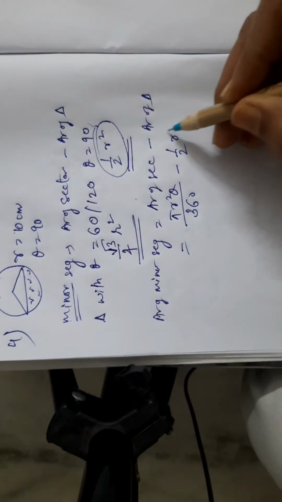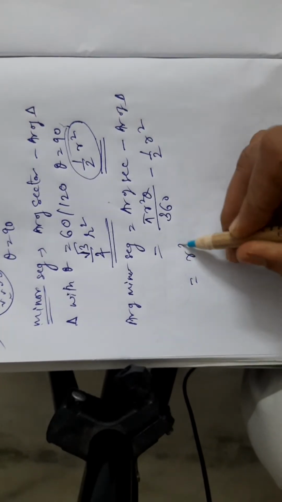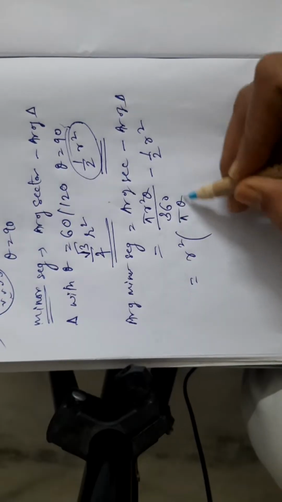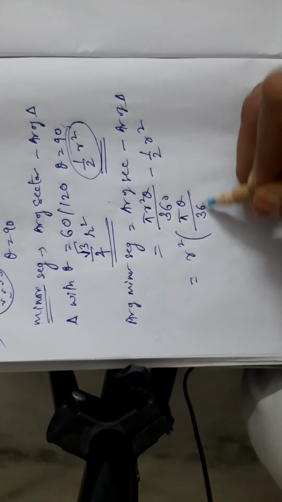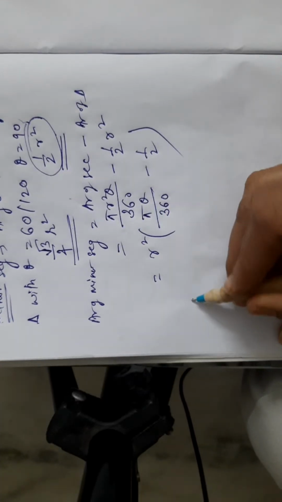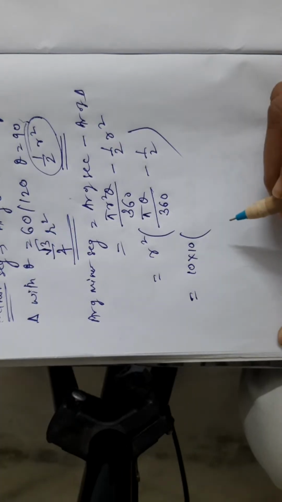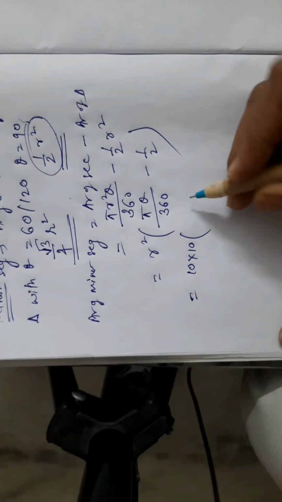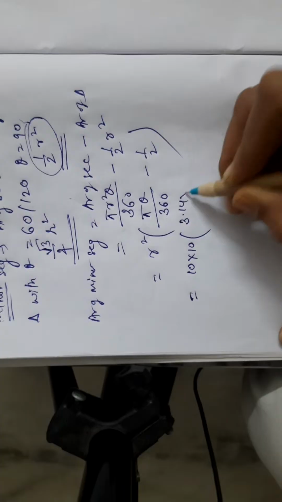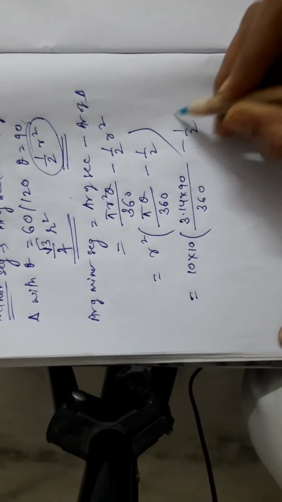That is half r square. Now from both of them, r square can be taken common. So it's pi theta by 360 minus half. Now put in their values. Radius is given 10. Here we need to use pi as 3.14. Theta 90 upon 360 minus half.